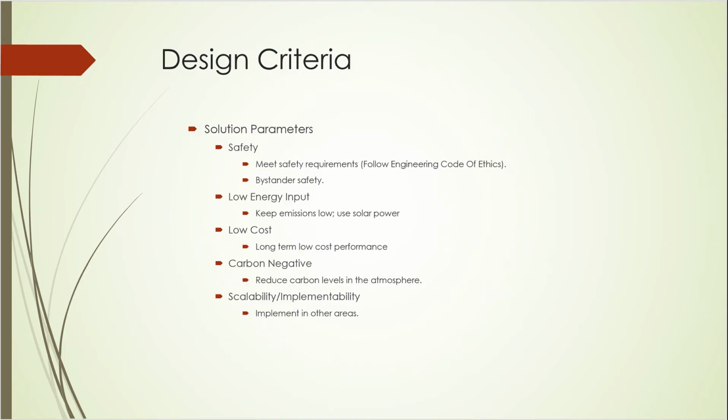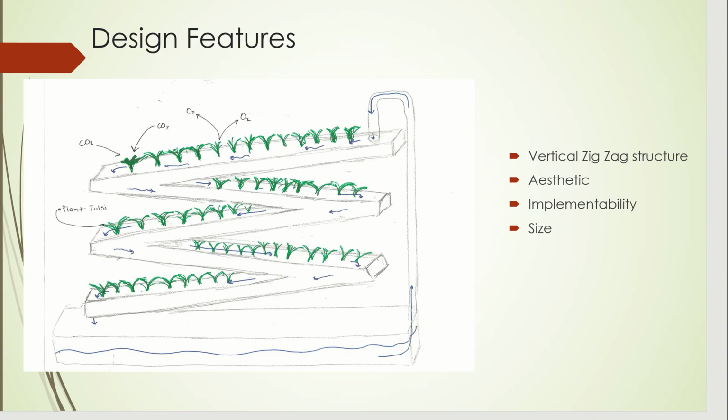Design criteria, we came up with 5 solution parameters. For safety, we wanted to meet the safety requirements and follow the engineering code of ethics. For the low energy input, we want to keep emissions low and use solar power. For the low cost, we want long-term low cost performance. For carbon negative, we want to reduce the carbon levels in the atmosphere. And for scalability/implementability, we want to be able to implement this idea into other parts of society and infrastructure.